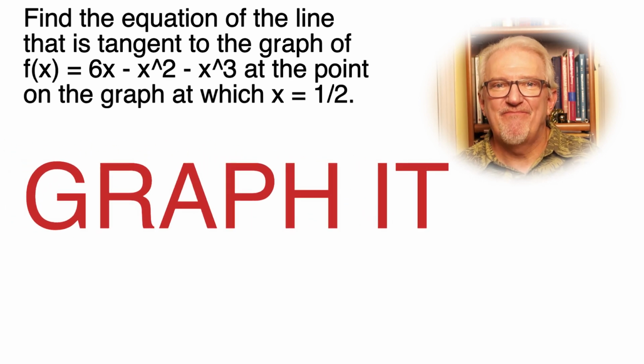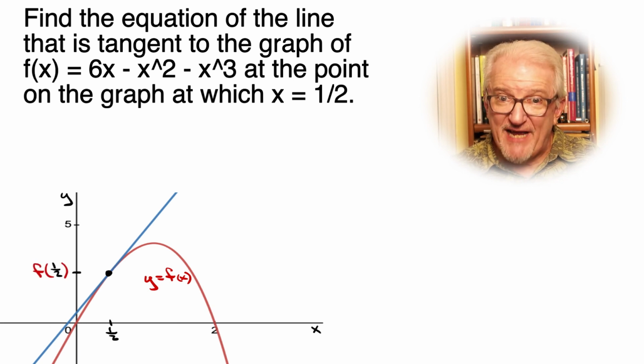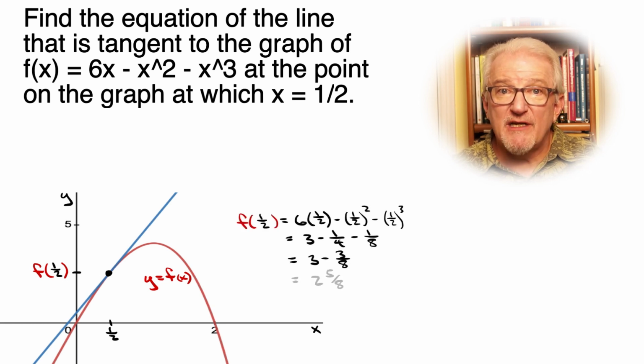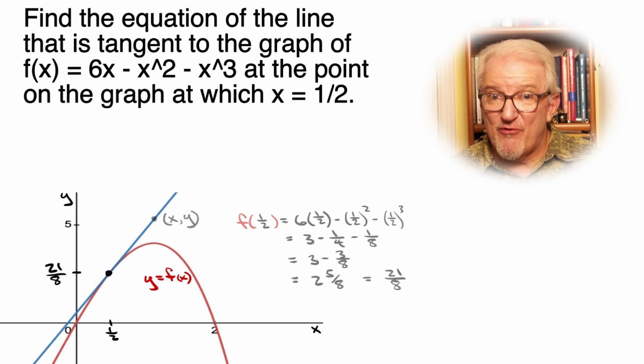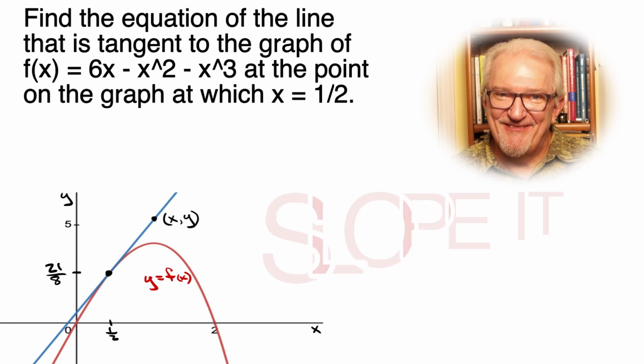Graph it. We begin by drawing a sketch of our function f and a line tangent to the graph of f at the point where x equals 1/2. The y-coordinate of this point can be expressed as f of 1/2. Evaluating f of 1/2 shows that the y-coordinate of our point of tangency is equal to 21/8. We will also draw a generic point, x, y, on our tangent line. We're now ready for step 2.